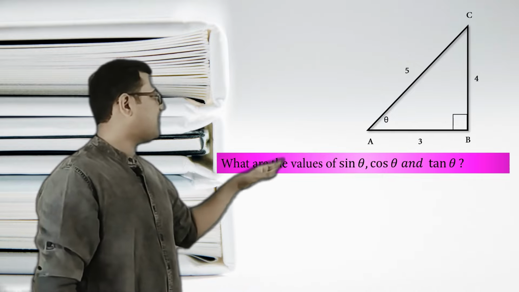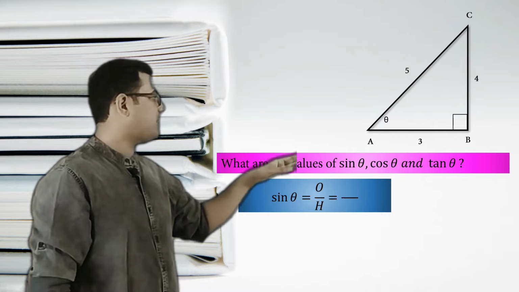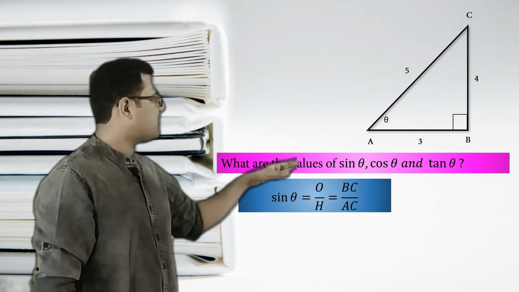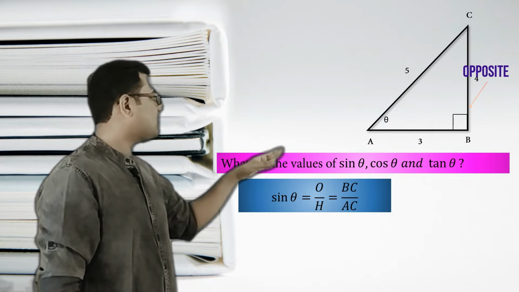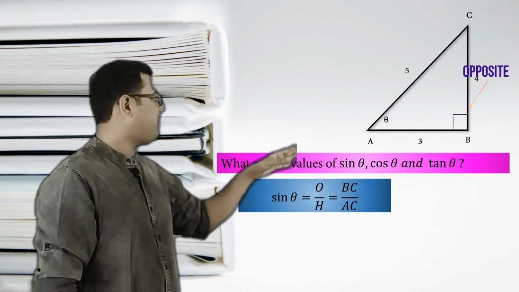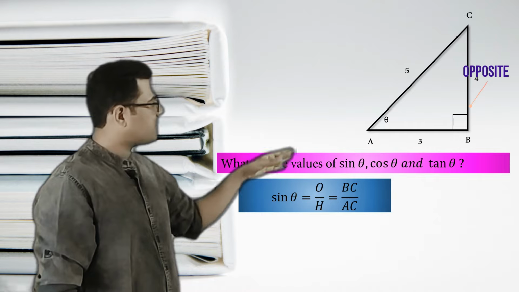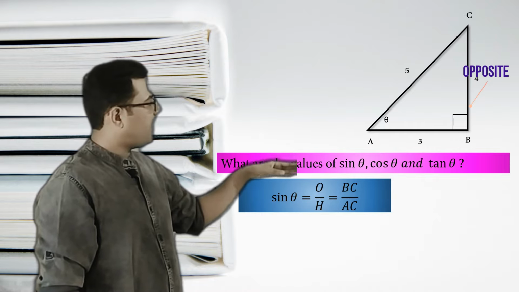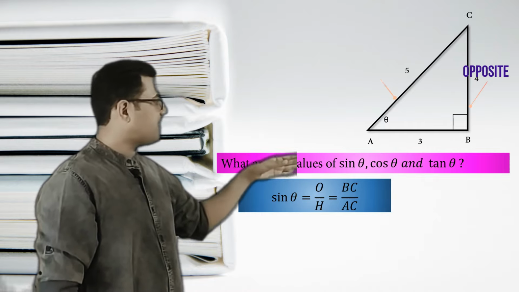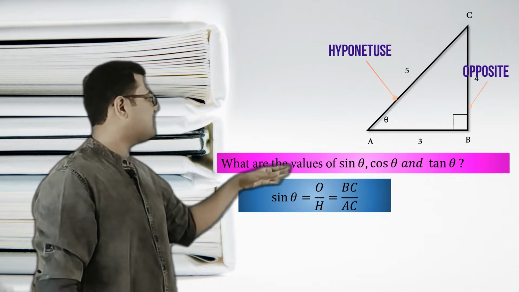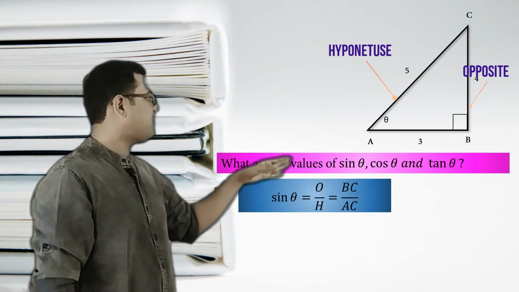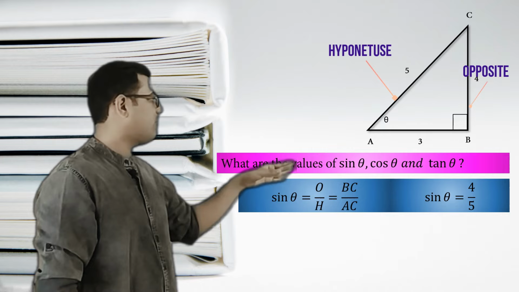Now our sin theta is nothing but opposite by hypotenuse. Opposite in our case is opposite to angle theta, that is BC. So it is BC divided by hypotenuse, which is opposite to angle B, the 90 degree angle, and hence sin theta is BC by AC equals 4 by 5.